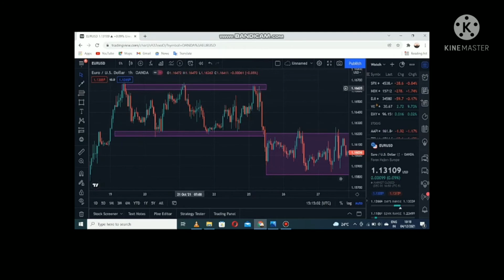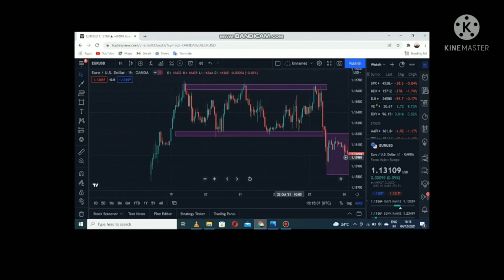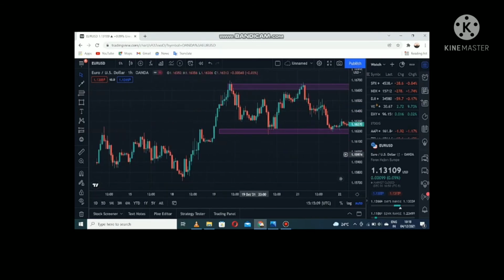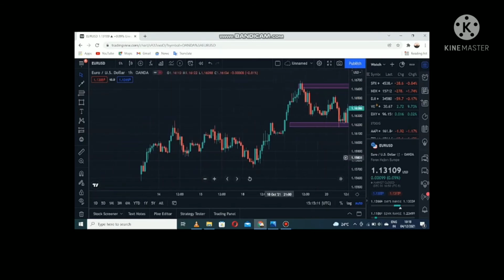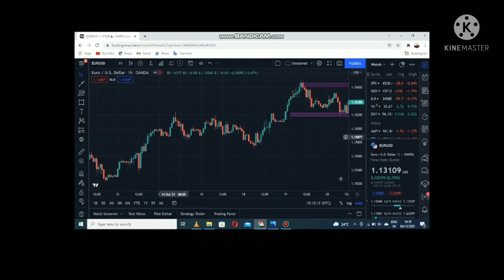That's a support level. So basically, when the market reaches the support, it has to react back. So yeah, basically that's the support and resistance, how it works and operates.